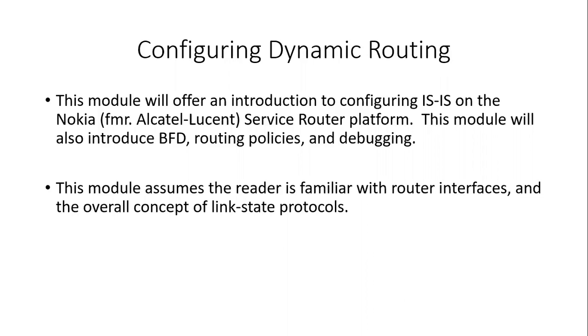And today we'll be configuring dynamic routing on the 7750 service router platform from Nokia, formerly Alcatel-Lucent. This module is also going to introduce bidirectional forwarding detection, routing policies, and debugging. And we're just going to assume that the reader is familiar with the router interfaces and the overall concept of link state protocols, that being the exchange of routing information between non-directly connected peers.